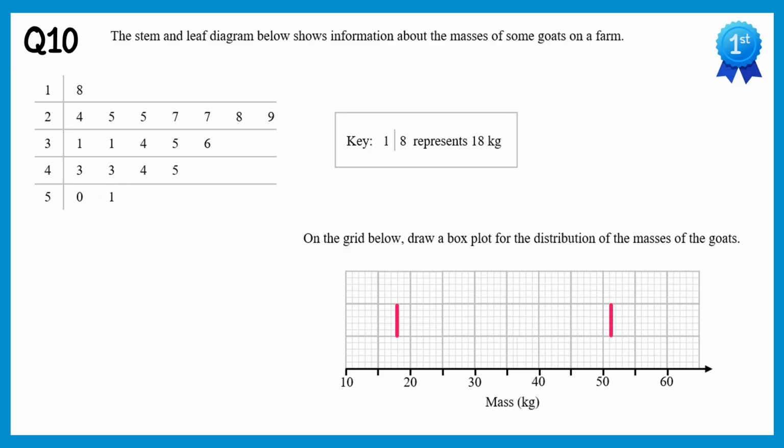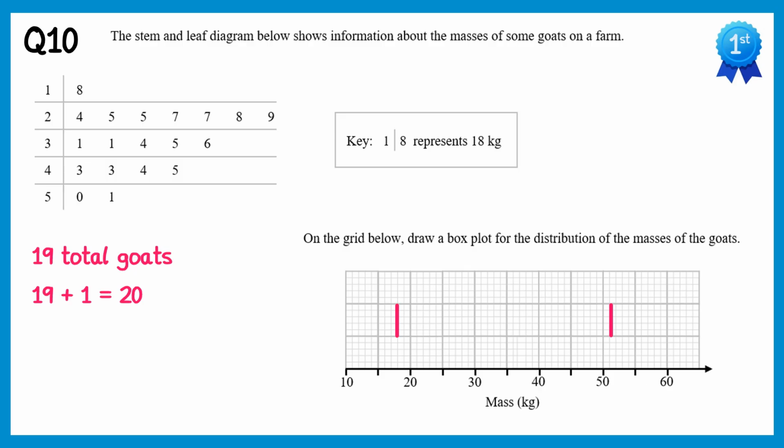Then we move on to the lower quartile, the upper quartile, and the median. If you count up the number of leaves in the diagram, you find that there are 19. This tells you that there are a total of 19 goats. Then if we add 1 to this, 19 plus 1 is 20, we can just divide this by 2 and divide this by 4 to find the median and the lower quartile.